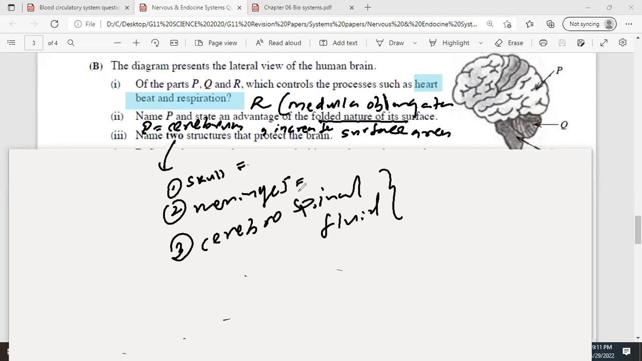This time the support center paper also asked this question. Cerebrospinal fluid, meninges and the skull. You write only 2 of these, not everything. Right. I'll erase the screen. Next one.